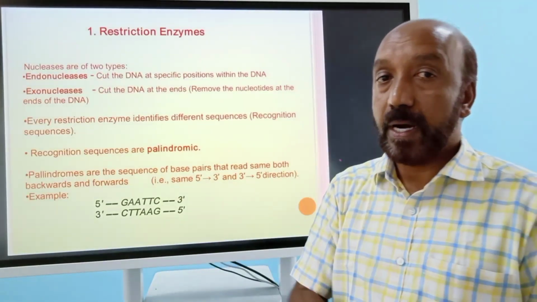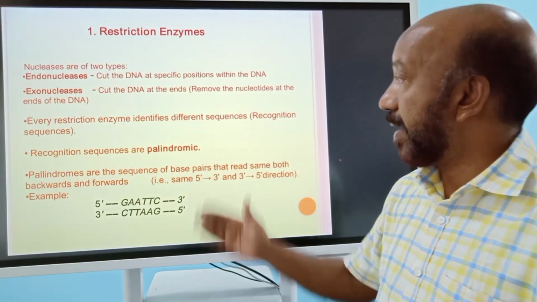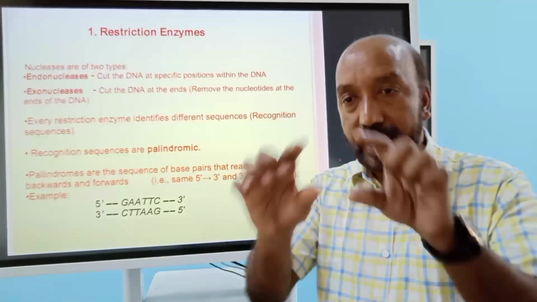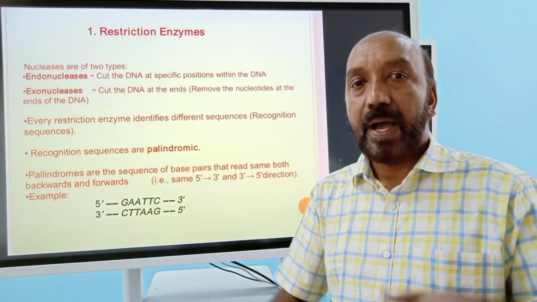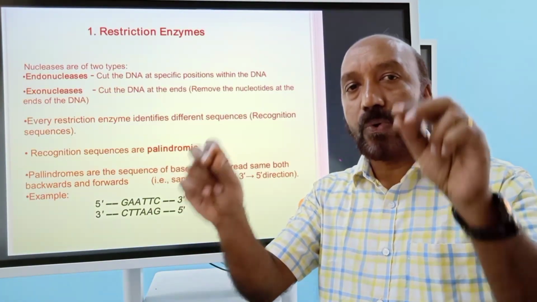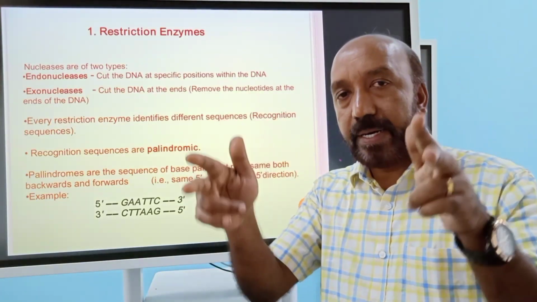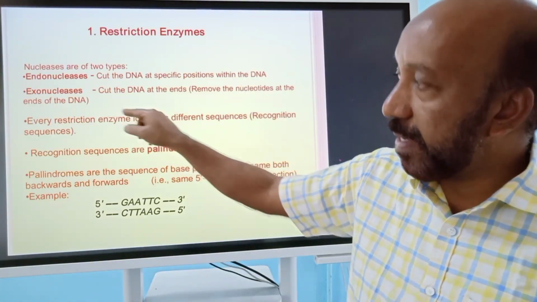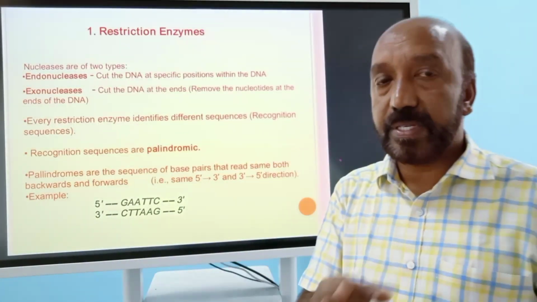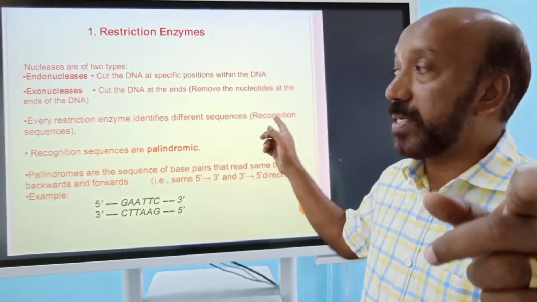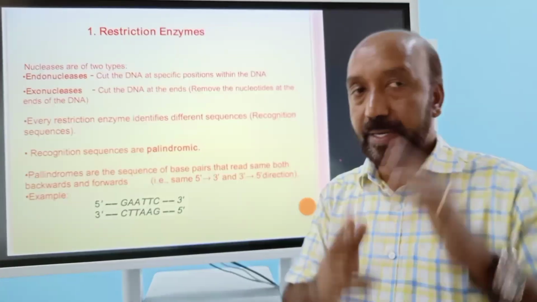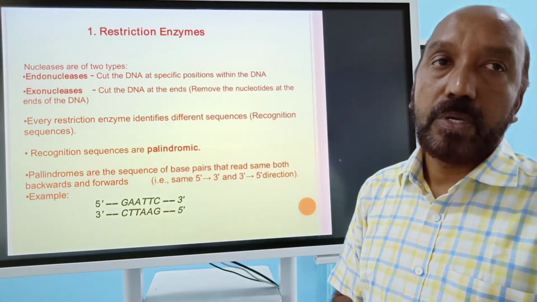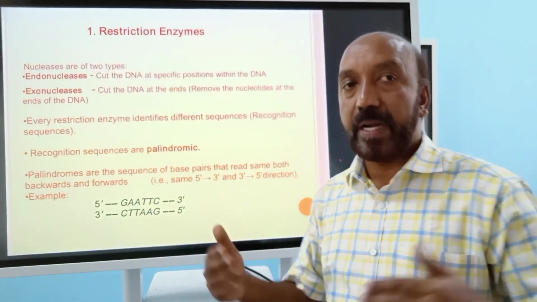And how they select where to cut, we can see here: recognition sequences. These enzymes will read the DNA and identify particular nucleotide sequences, and in that particular area they will read and they will cut. Every restriction enzyme identifies different sequences, normally called the recognition sequences. That is the area they will cut. And the area will always be in palindromic patterns. Palindromic means a word which you can read in both directions.